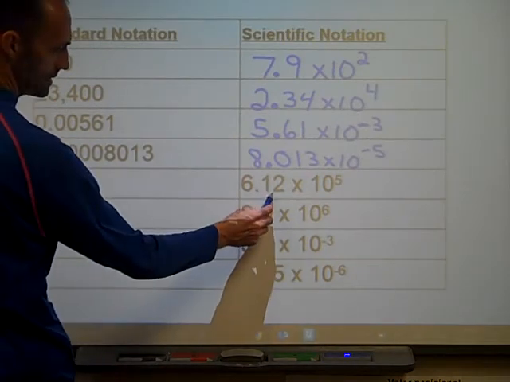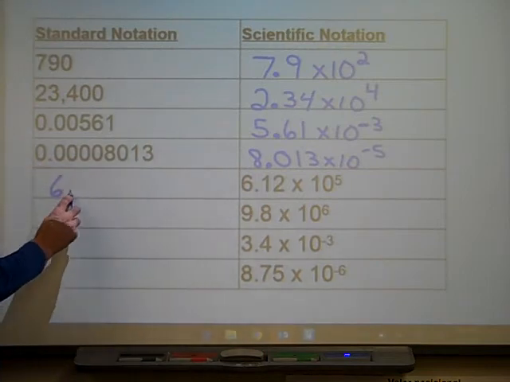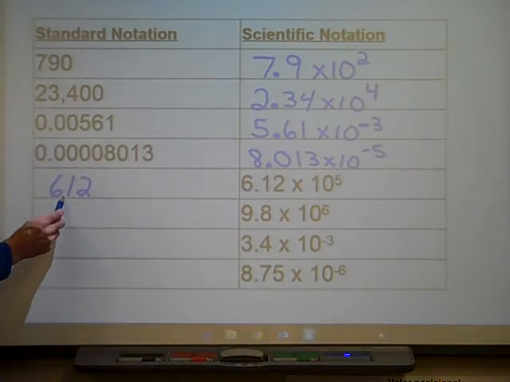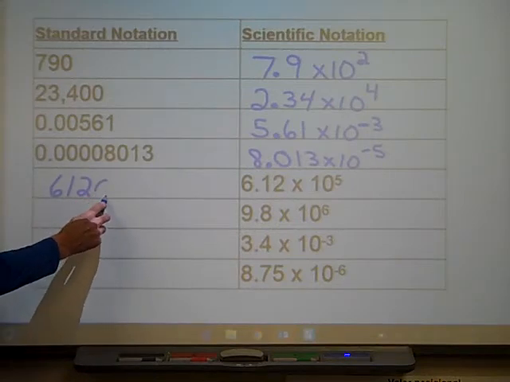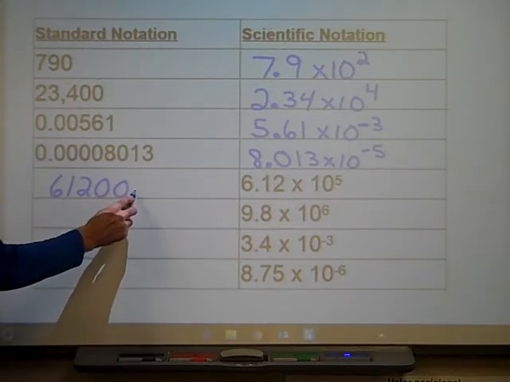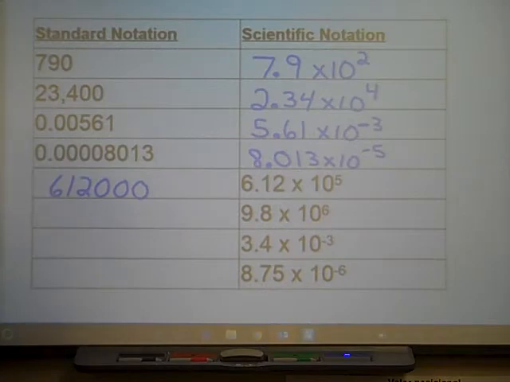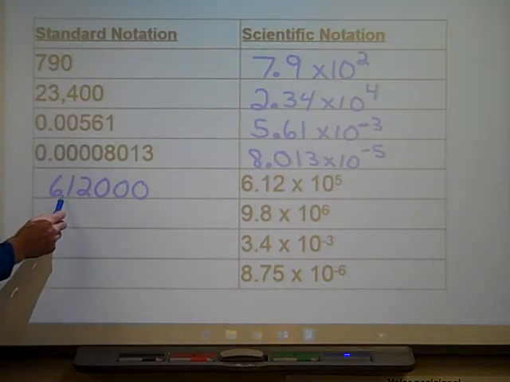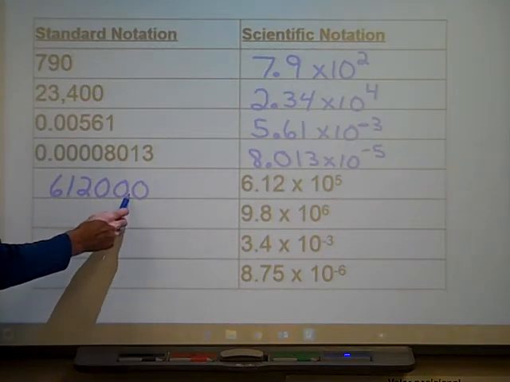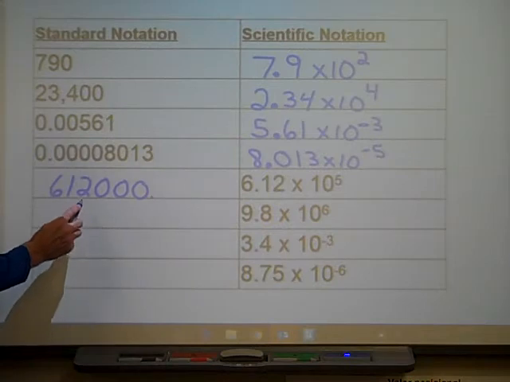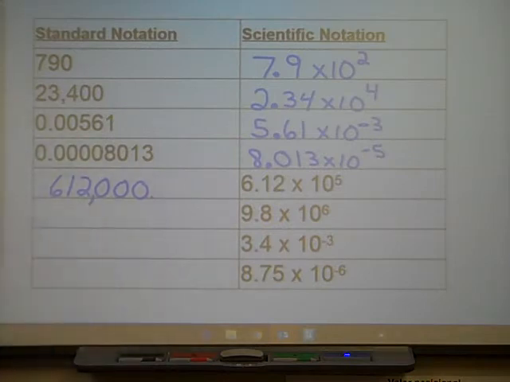1, 2. Right? The decimal was here. Here's 1, 2, 3, 4, 5 places. And I check, count again. It started here, and I'm going 5 to the right. 1, 2, 3, 4, 5. And I'm going to put a comma there to make it easier to read.